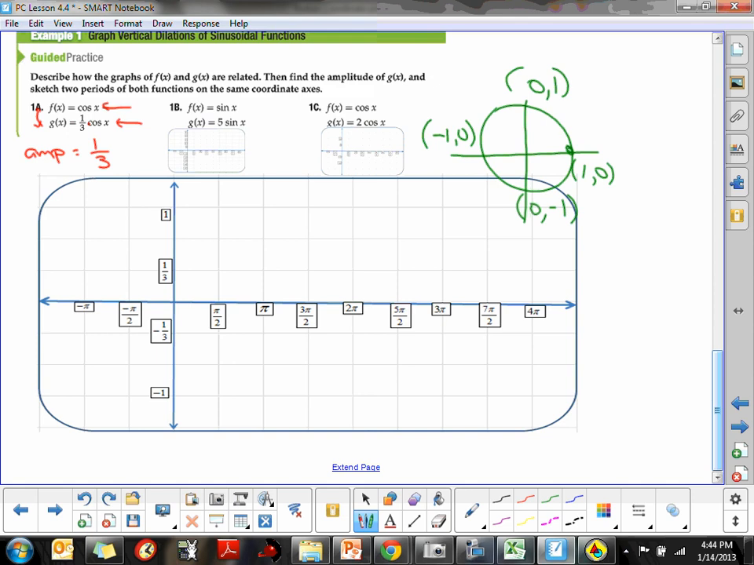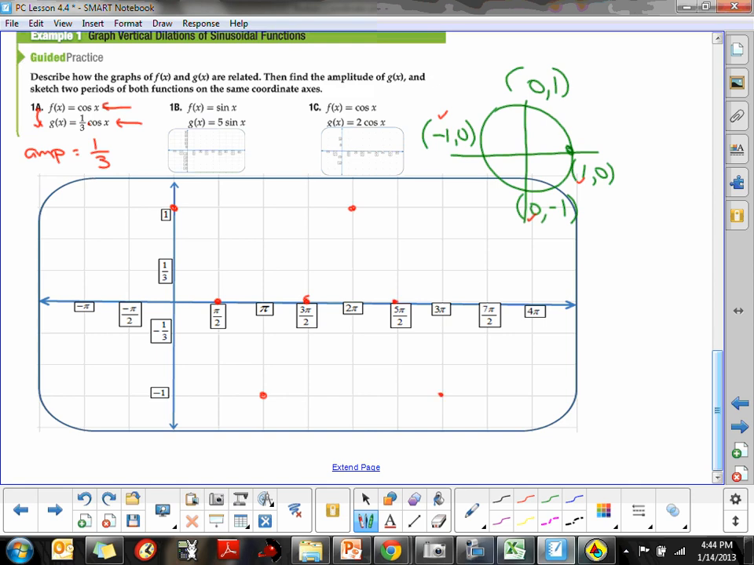At 0 radians it's 1. At pi halves it's 0. At pi it's -1. At 3 pi halves we're back to 0. And then once we get fully around one rotation, at 2 pi, we're back to 1. And they're going to repeat those values.